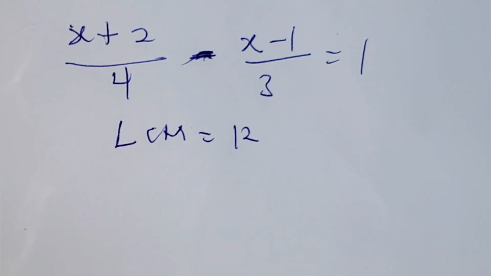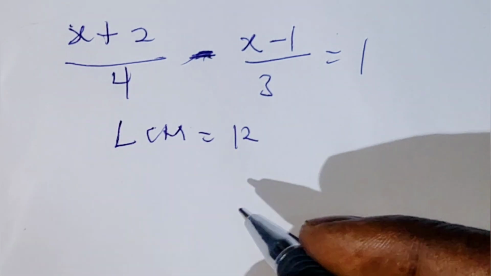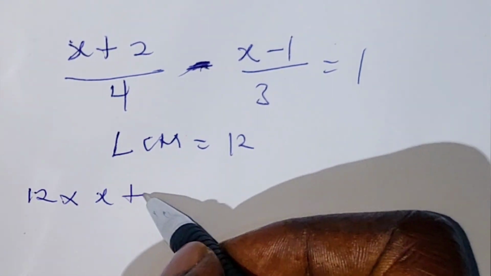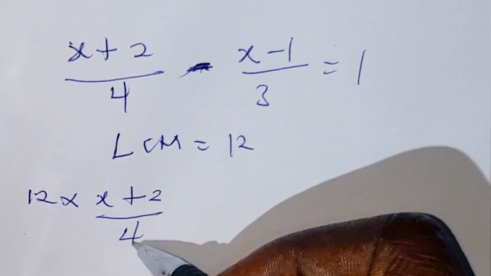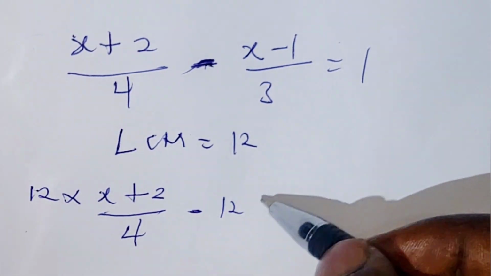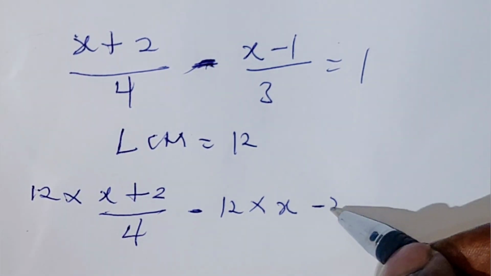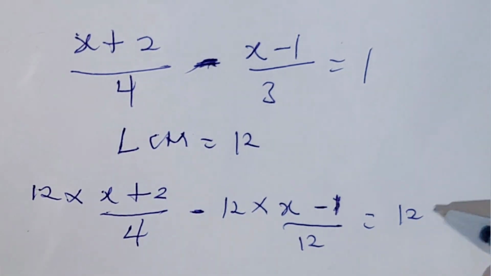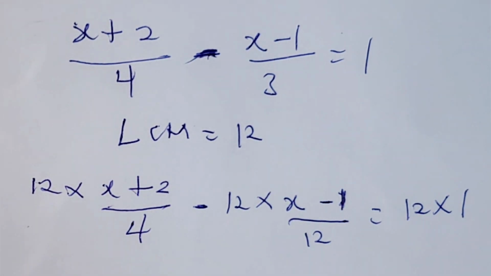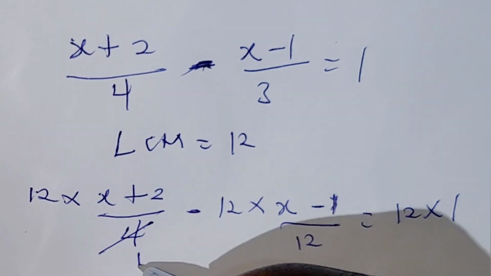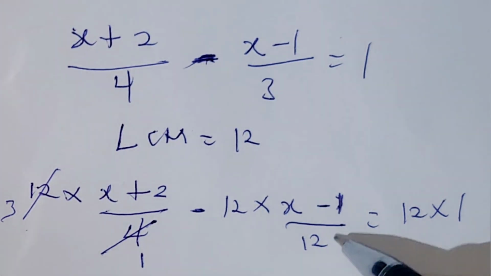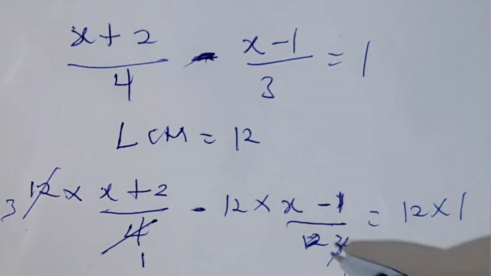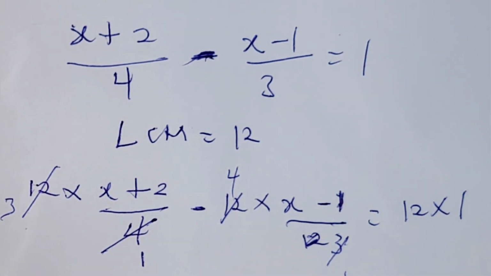That's 12. So from here, we can multiply each term by the LCM. We take the 12, multiply by the first term, which is (x + 2)/4. Then we multiply the 12 also by (x - 1)/12. Also multiply the 12 by the constant here, which is the 1. So 4 will go into itself 1 and go here 3 times. Here it's supposed to be 3. So 3 will go into itself 1 and go here 4 times.